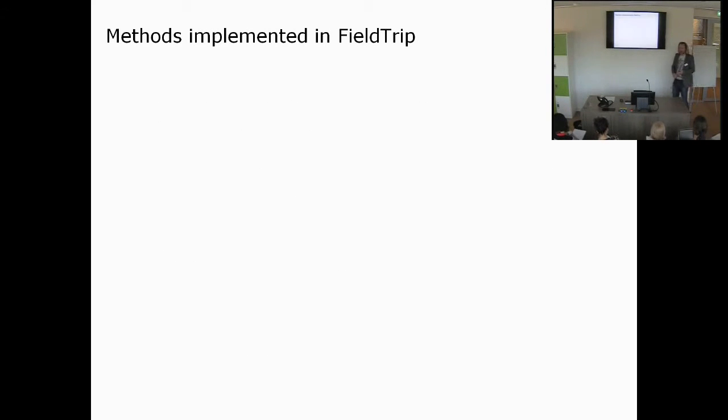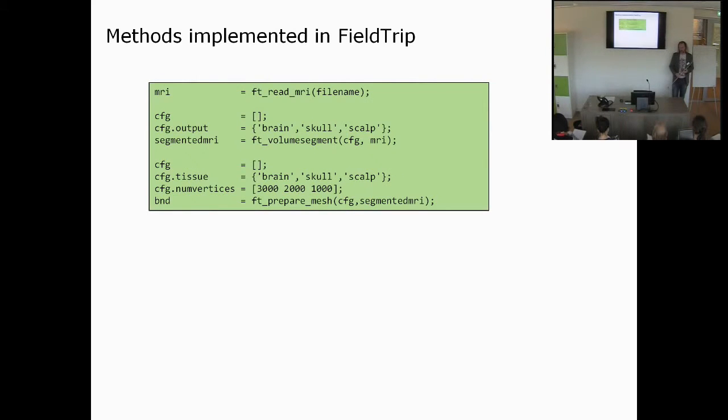FieldTrip implements a number of different methods for volume conduction modeling. What we in general would do is we would start with ft_read_mri, so we would read the anatomical MRI from disk. Then after aligning the anatomical MRI with the coordinate system of the recording device, of the MEG or EEG recording device, we would call ft_volumesegment to extract the brain, the skull, and the scalp. And then subsequently we call ft_prepare_mesh to make triangulated surfaces for the brain, the skull, and the scalp.